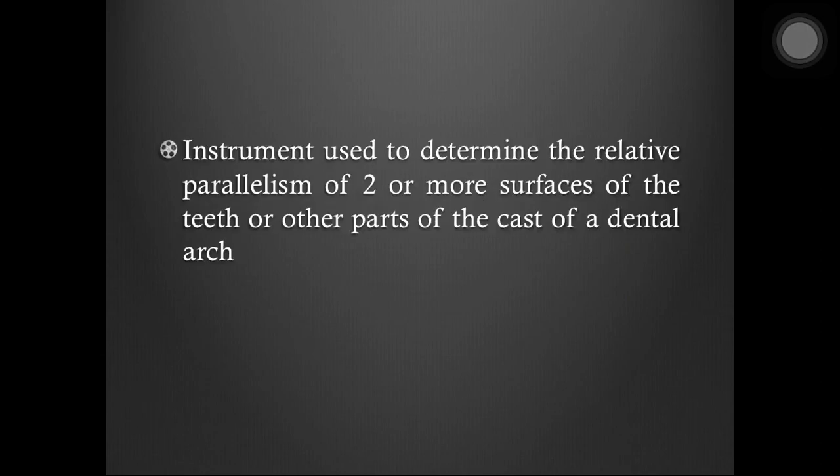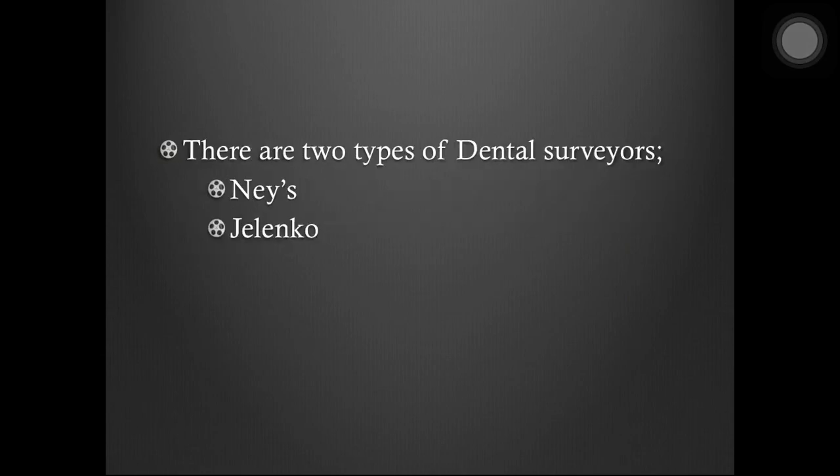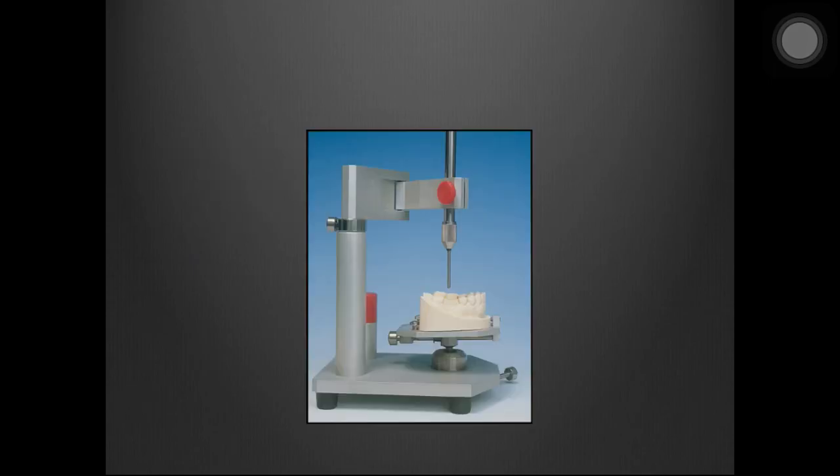Surveying is done with the help of a dental surveyor, which is an instrument used to determine the relative parallelism of two or more surfaces of the teeth or other parts of the cast of a dental arch. As we go further, we will understand the meaning of this definition. There are two types of dental surveyors, Ney and Jelenko. These are the basic classifications. There may be other types of dental surveyors also.